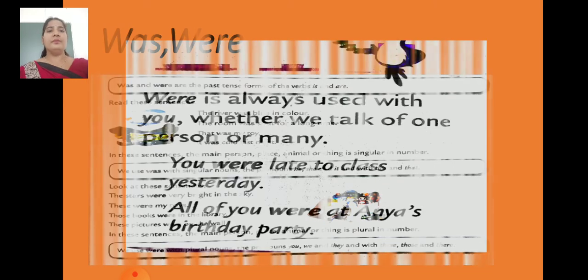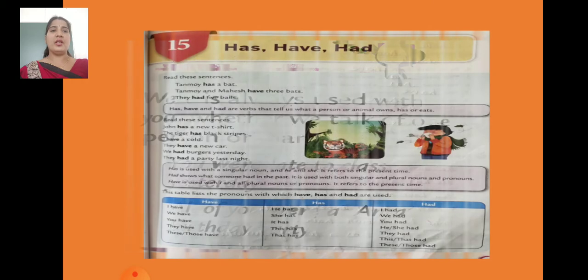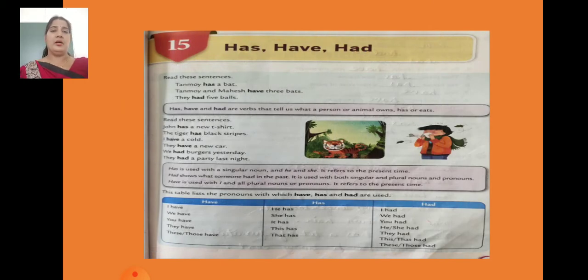Understood, children? Were is always used with you, children. We never say you was. We always say you were. You were, whether we talk of one person or many. If we are talking about one person, then also we say you were. And if we are talking about many people, that is the plural form, again we say you were. So all of you were at Anaya's birthday party. Understood, children?